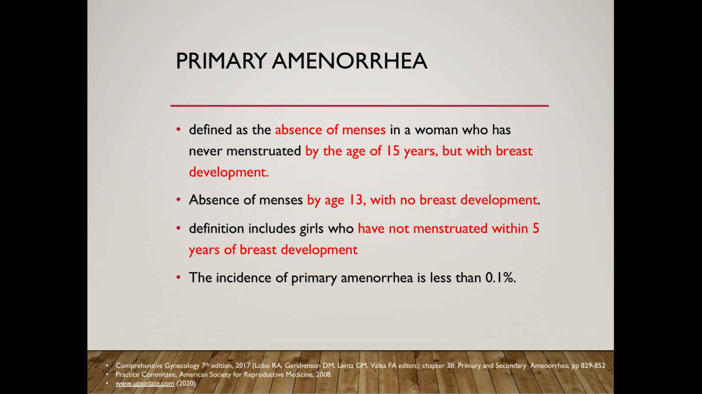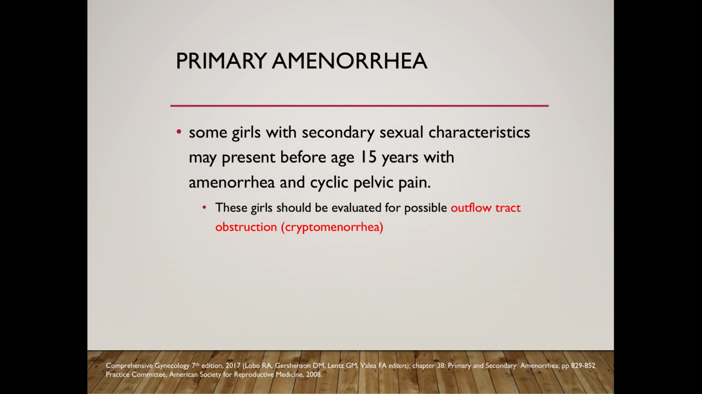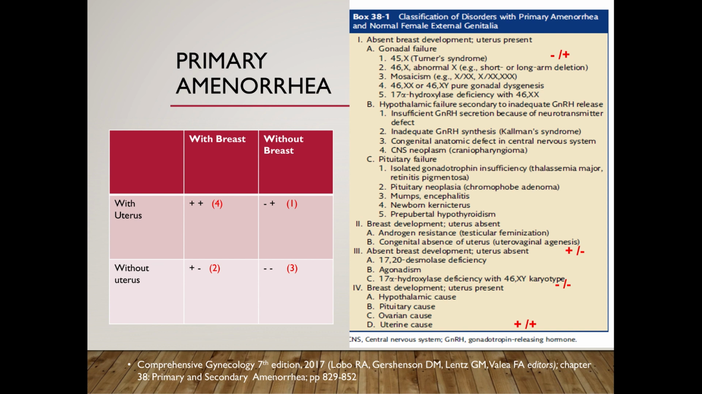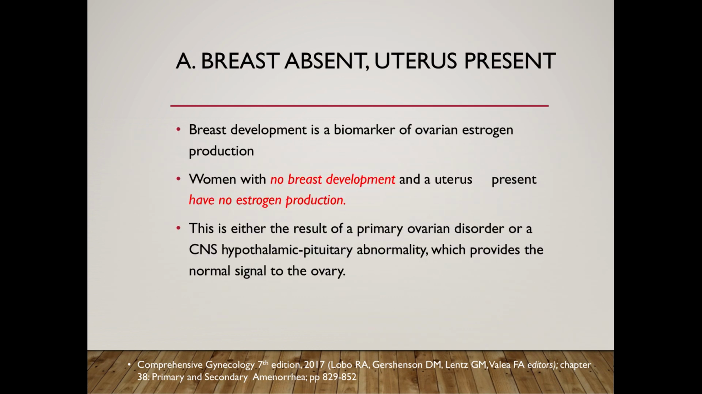And the incidence of primary amenorrhea is less than 0.1%. Some girls with secondary sexual characteristics may present before age 15 years with amenorrhea and cyclic pelvic pain. These are patients usually with outflow tract obstruction, or what we call cryptomenorrhea. Now for primary amenorrhea, we usually classify this into 4, depending on the presence or absence of the breast, with or without uterus. So first, let's discuss the first classification, which is absent breast development and uterus present.